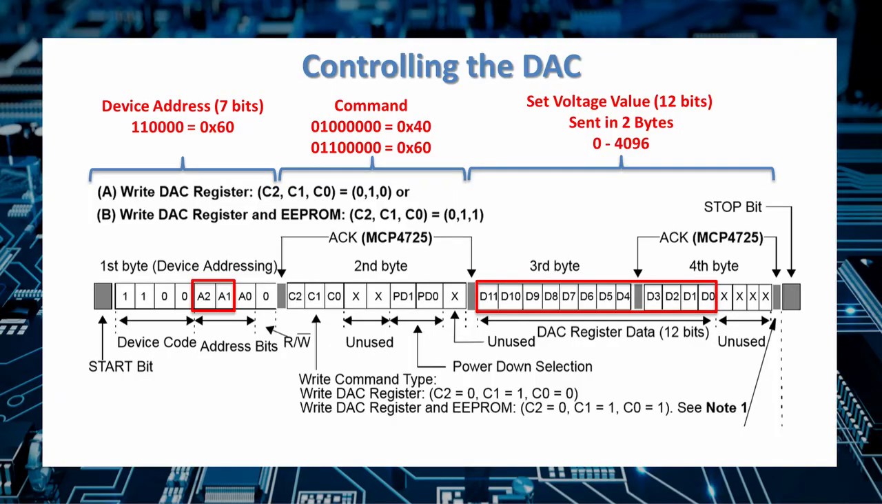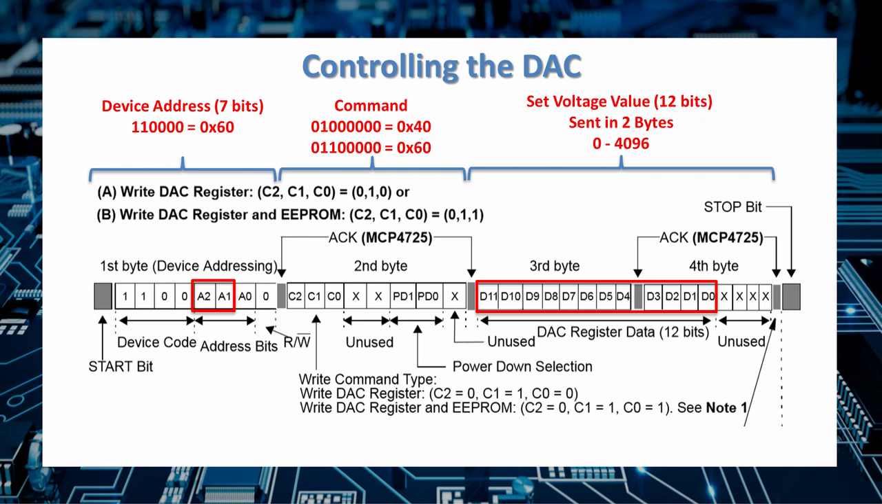So let's look at how we control the DAC, or how we interface the DAC via the I2C interface. We need to send 4 bytes to the DAC. The first byte that we send is the device address, and it's 7 bits long. The address consists of a device code, which is fixed at 1100, and then 2 address bits that are set at the factory. The DAC that we've purchased is preset for A1 and A2, both equal to 0. The A0 bit is what we can set ourselves using the A0 pin on the DAC, and we've set ours to 0.